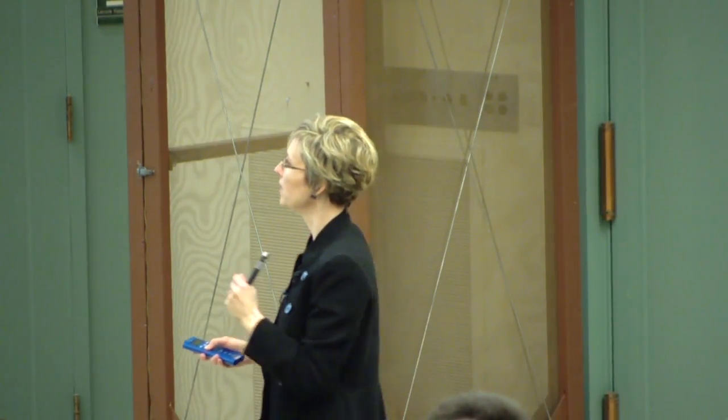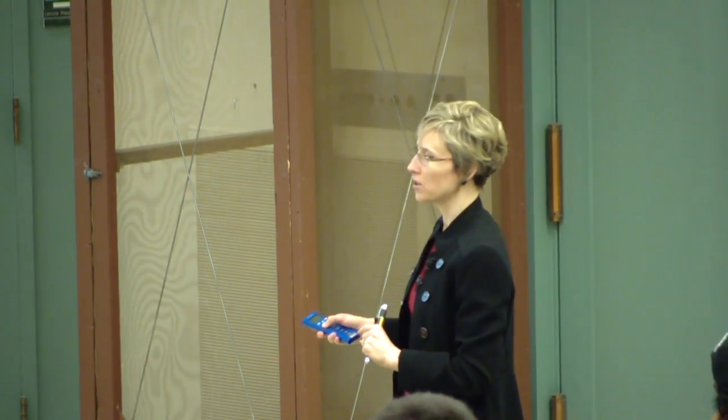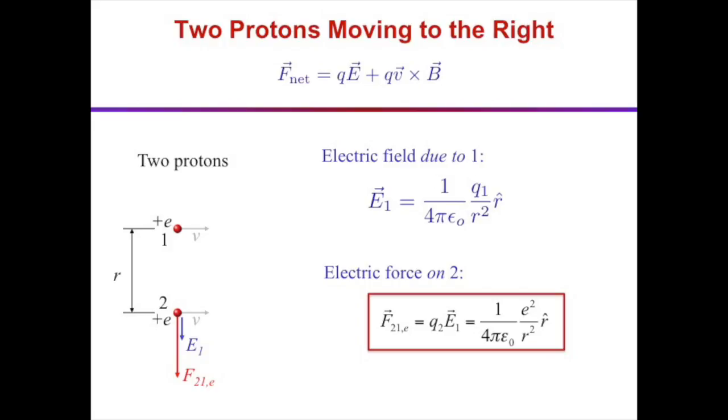So particle 2 feels this electric field. What's the electric field due to particle 1? It's 1 over 4 pi epsilon naught Q1 over r squared times r hat. And then the electric force on particle 2 is that it feels that field multiplied by its charge, which tells you the net force on particle 2. So the force on 2 is Q2 times E1.